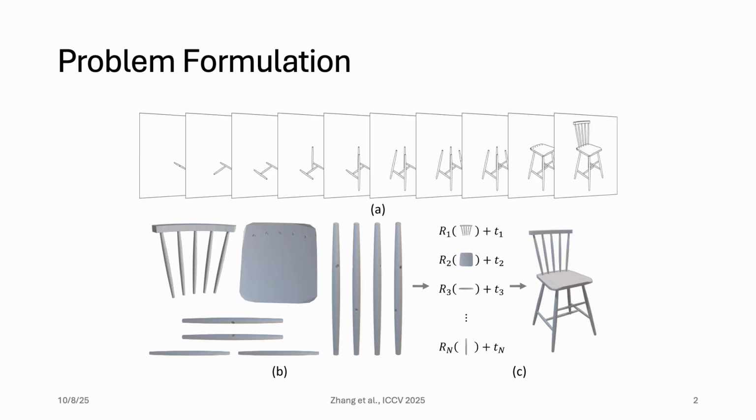So let's begin by defining the problem we are addressing. Imagine you have an IKEA assembly manual with a sequence of step-by-step diagrams, shown here as A, along with a set of unordered 3D parts, shown in B. Our goal is to develop a model that can interpret the intent of each step in the manual and predict a precise six-DoF pose for every part. Ultimately, by applying these predicted rotations and translations, as illustrated in C, the model assembles all the parts into a complete piece of furniture that matches the one described in the manual.